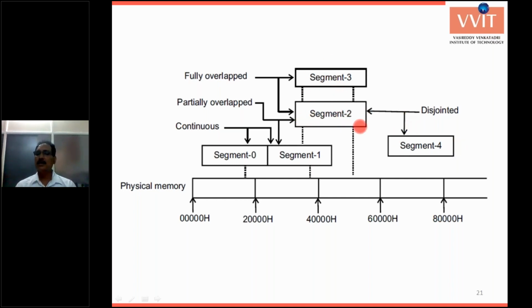If there is no concatenation, partial overlap or full overlap, the segments are called disjoint. That is segment 2 and segment 4. These are the segmentations of the 8086.